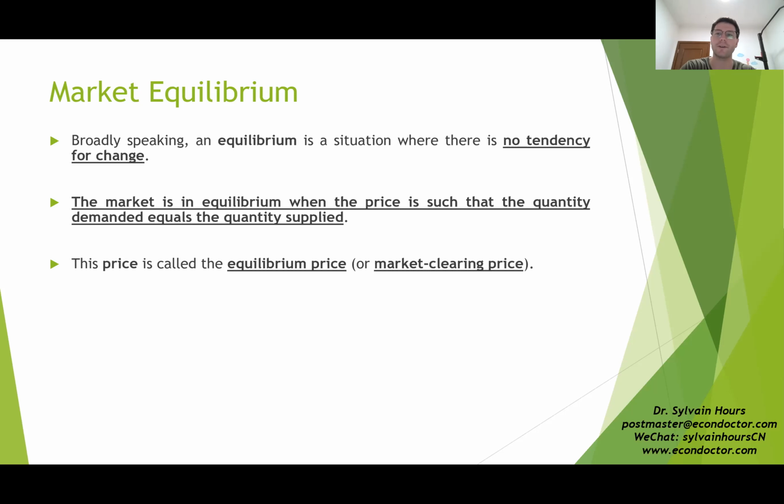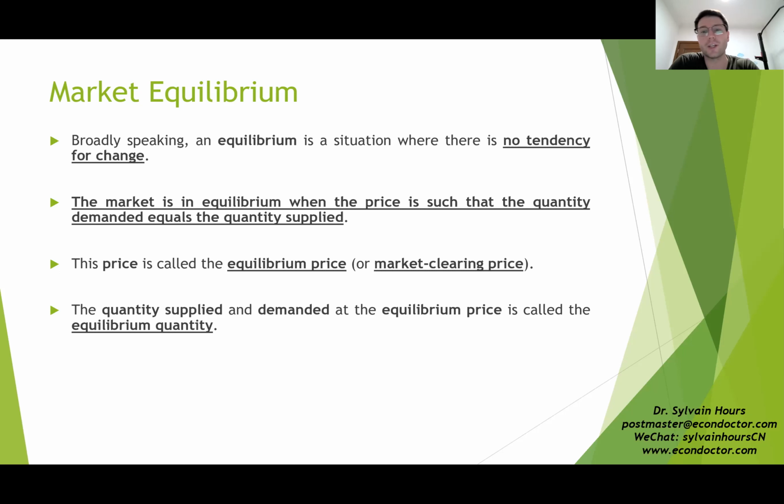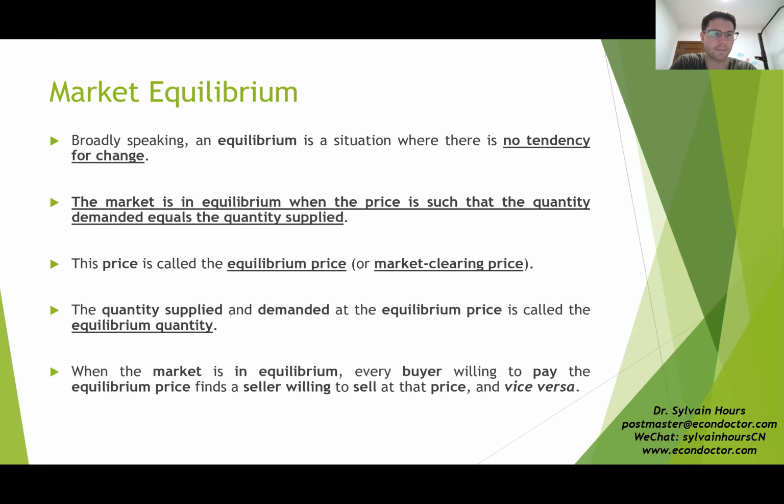Okay, all sellers have found buyers, all buyers have found sellers, so the market clears. Nobody stays, nobody is left unhappy once the whole trade is over. That's the idea. And the quantity is called the equilibrium quantity. Yes. All right. And that's what it means to be in equilibrium.